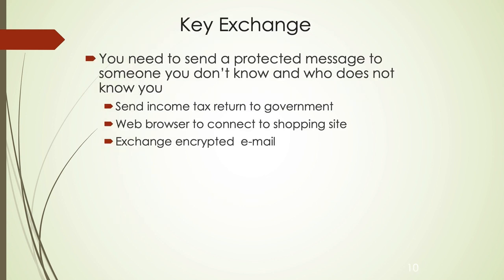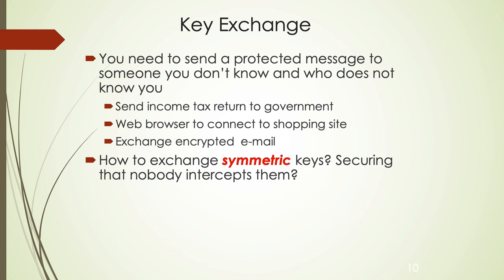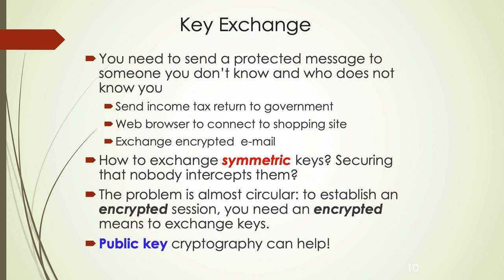So let's say you need to send a protected message to someone you don't know and who doesn't know you. So for example, if you're sending an income tax return to government, a web browser connecting to shopping sites, encrypted emails, for example. Now, you would want to have a symmetric encryption of that because that's quicker for something big. But how to exchange symmetric keys, ensuring that nobody intercepts them? The problem is almost circular.